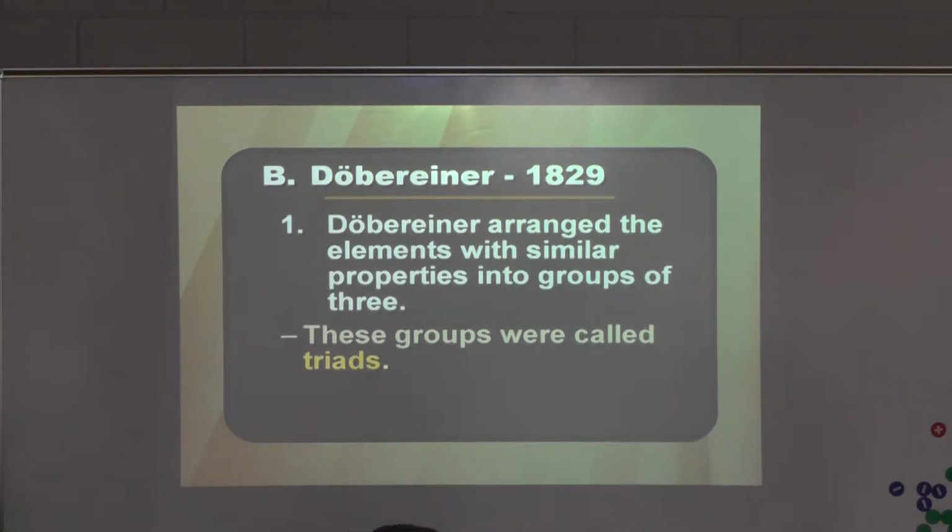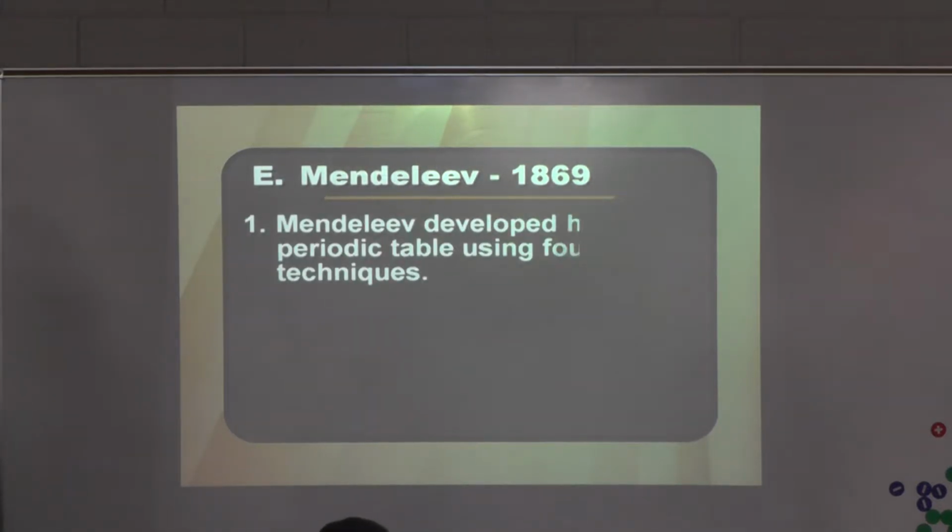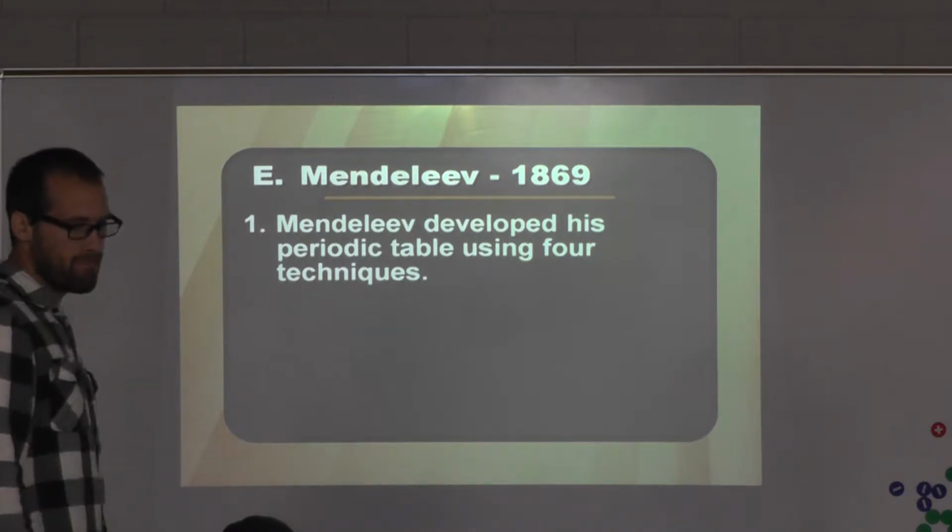Okay, so Döbereiner started to arrange them based on their properties, noticed that things acted very similar, and we know it was the result of valence electrons. But then came along the guy, what?